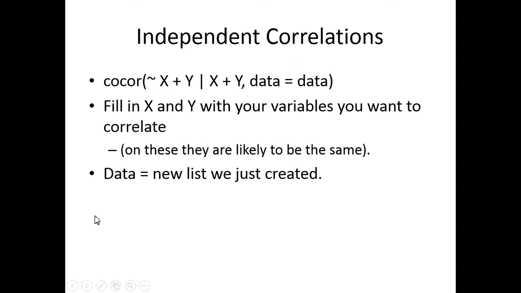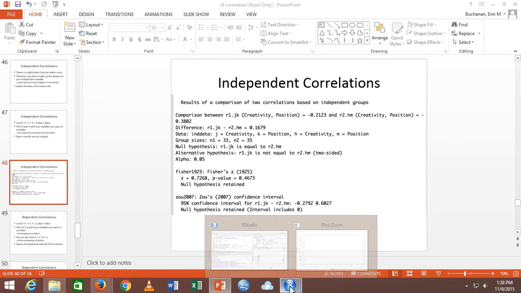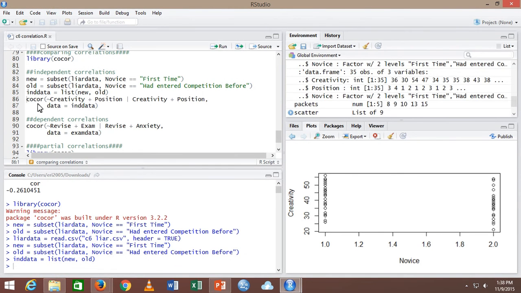So let's look at that. Not on that slide, but in here. So I have creativity and position, and then the second list is creativity and position. So it's the same correlation compared for our 2 different novice types. So then the data is independent data. All I've done is change out x and y for the variables I want. If you want to do this multiple times, you have to do multiple lines.